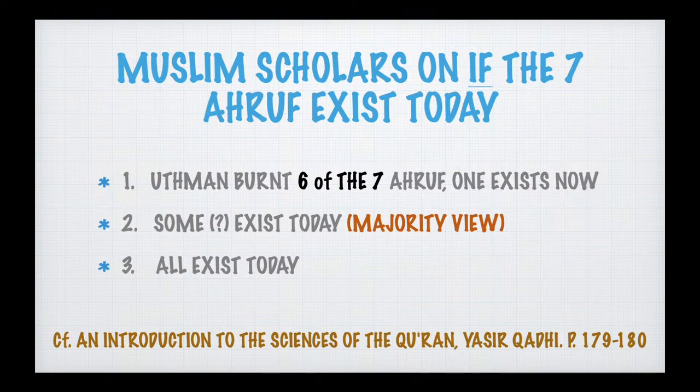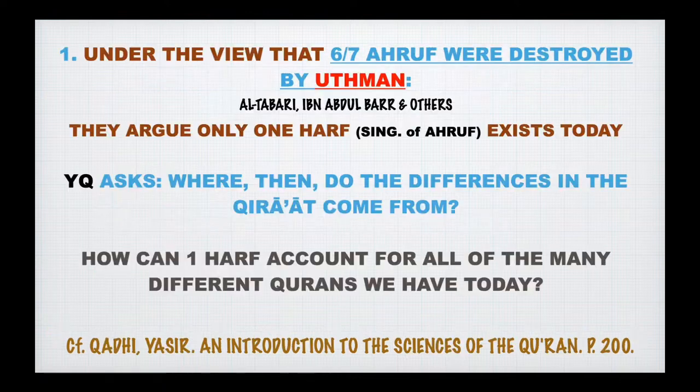We're going to break these 3 views down, and then ask some questions and poke some more holes in the standard narrative. Under the view that 6 of the 7 ahruf were destroyed by Uthman, and believe it or not, this view was held by someone like Al-Tabari, a big scholar, only one of the ahruf exists today. So Yasir Qadhi asks, where do the differences in the qira'at come from? If you're saying that one of the ahruf accounts for all the different Qurans that we have today, how can that be? How can one version or one mode account for all the differences that we have today? That's a big question, and I think that's probably why most Muslims don't hold to that view, because they can see the problems with it.